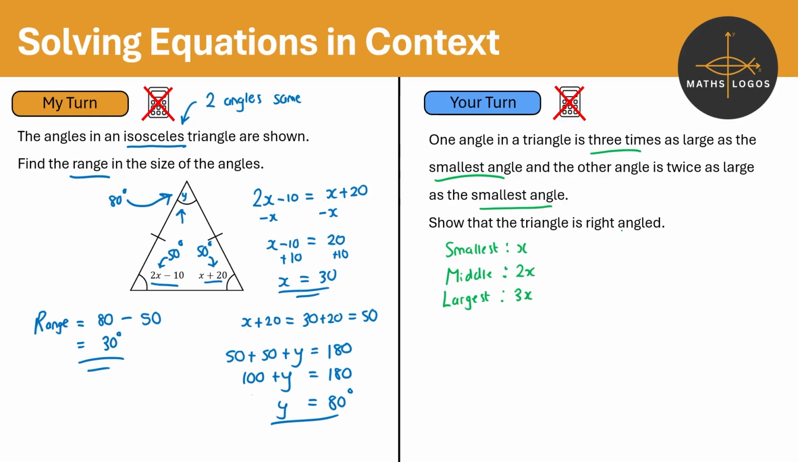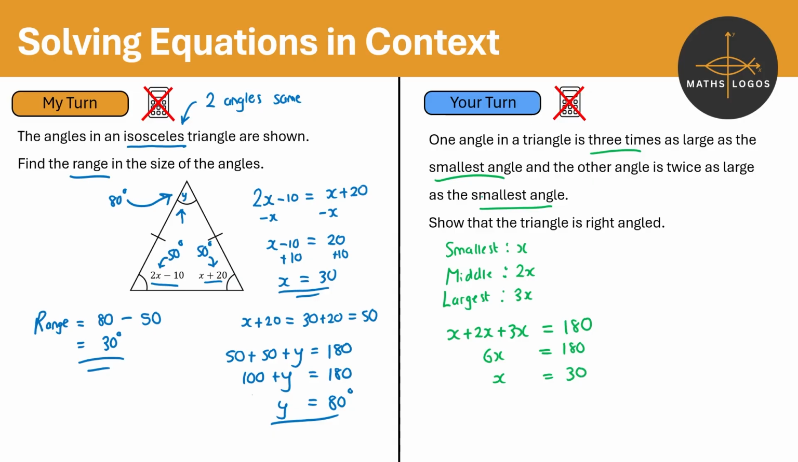It says show that the triangle is right angled. I'm going to use the fact that my angles inside a triangle sum to 180 degrees. So I'll add up my 3 angles and set that equal to 180. Then I'll collect together my x terms on the left-hand side. x and 2x is 3x, and another 3x is 6x. So 6x is 180. Then I'll divide both sides by 6. So that gives me x on the left, and 180 divided by 6 is 30.